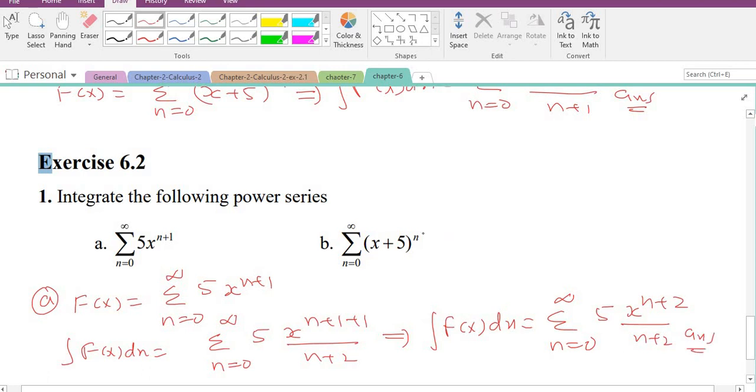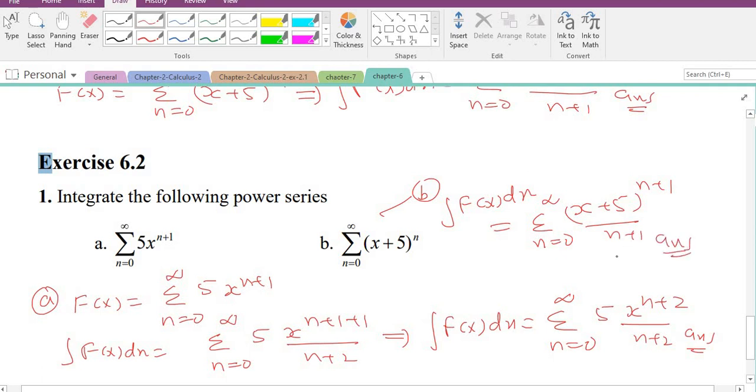Similarly, you can integrate this one, the b part. So integration of f(x) dx, summation from n equal to 0 to infinity of (x+5)^(n+1) divided by (n+1). Do not write plus c here because, since this is a power series, the constant will come when you substitute n. So no need to write the constant here, my dear friend.